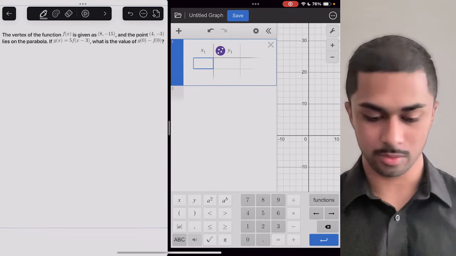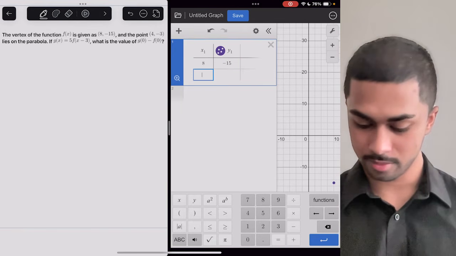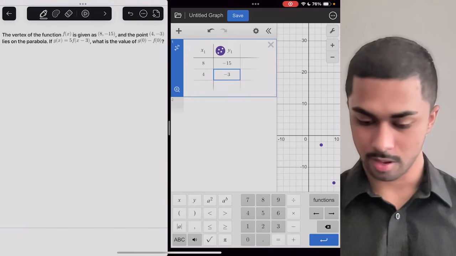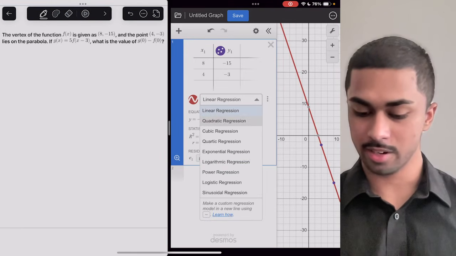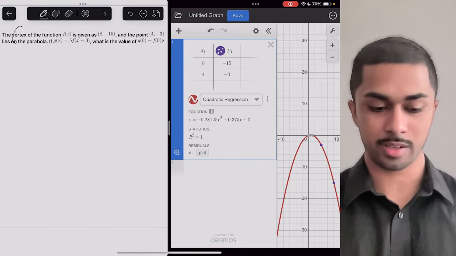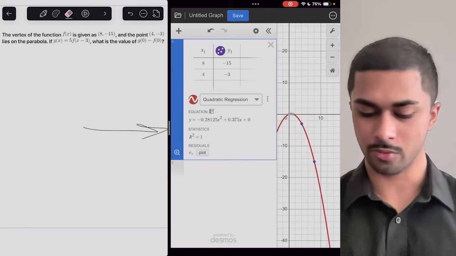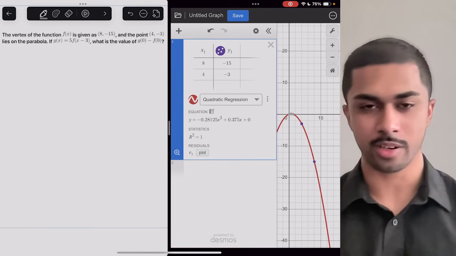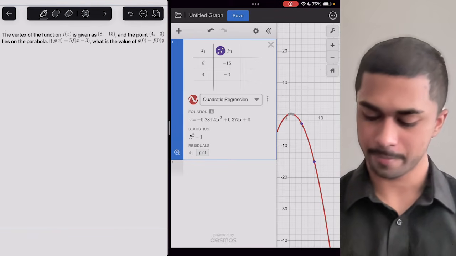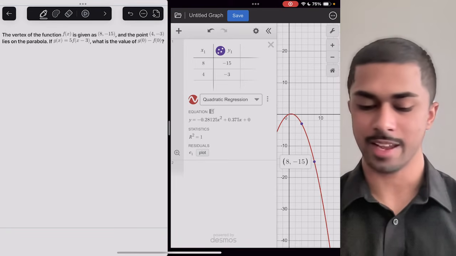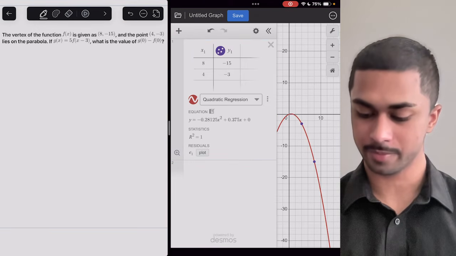Let's first add a table, right? And anytime we're given points, we can just enter them in and then add this regression and switch this from a linear to a quadratic. The reason why it's a quadratic is because it has a vertex and it says it's a parabola. So it graphed the function for us right here. Is that the correct f of x? No, it's not. Why? Because (8, -15) is supposed to be the vertex, and it's obviously not. The vertex is this point right here at the top.